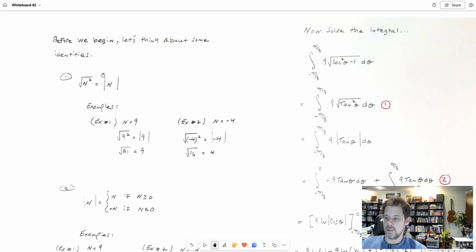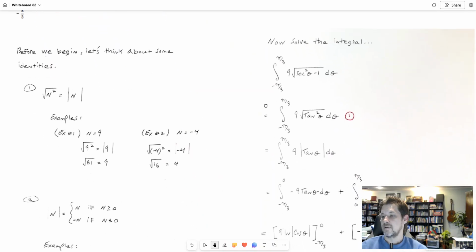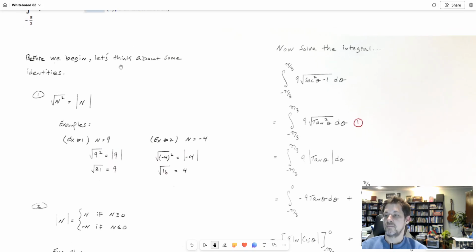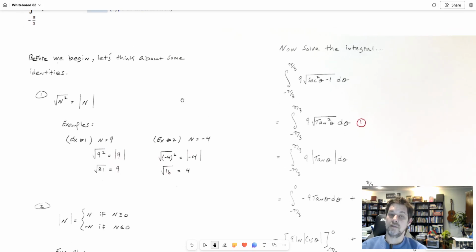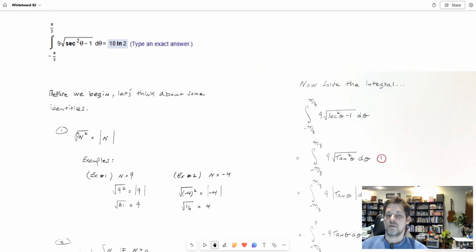Now I mentioned that because through working this one, the original problem, we're going to have to simplify the square root of tangent squared. And if we were to say that that was just tangent, it would get us into trouble. All right, that's the first thing.